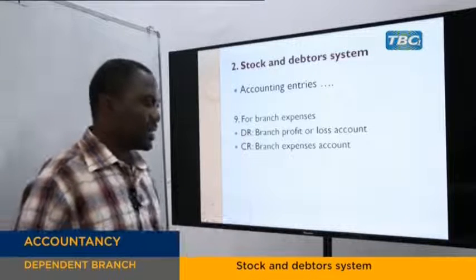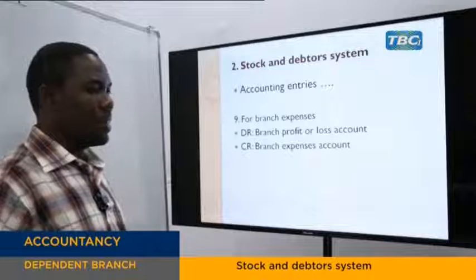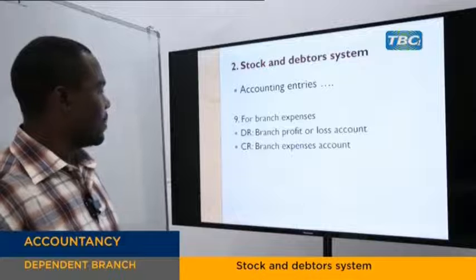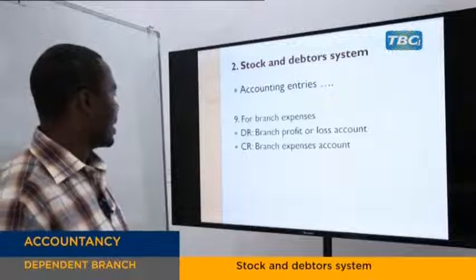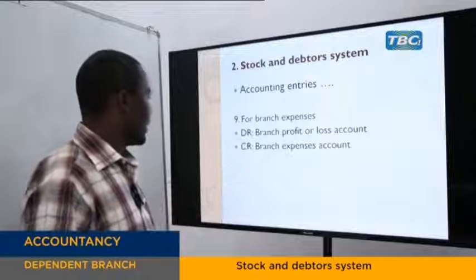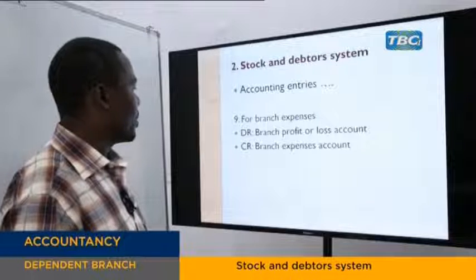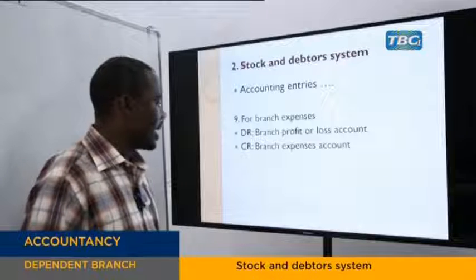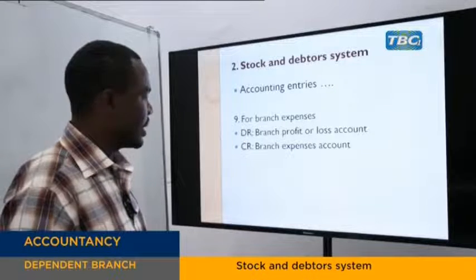For branch expenses, normally these expenses are paid by the head office, and if the head office pays these expenses for the branch, then automatically we are going to debit the branch profit or loss account, and we are going to credit branch expenses account.